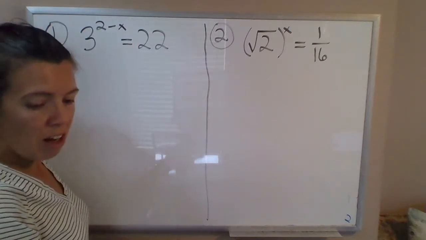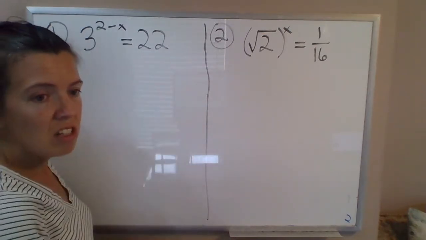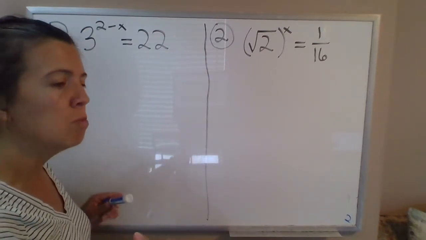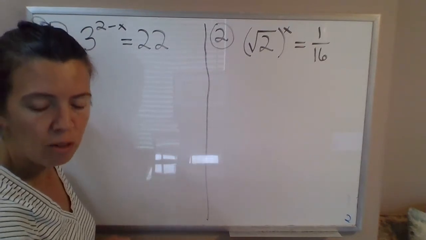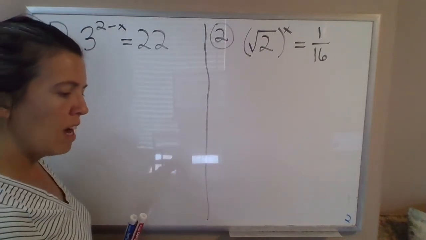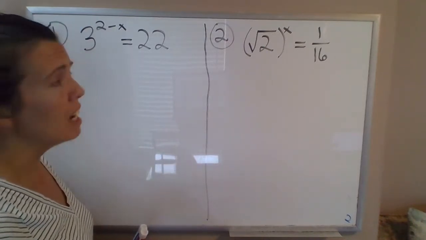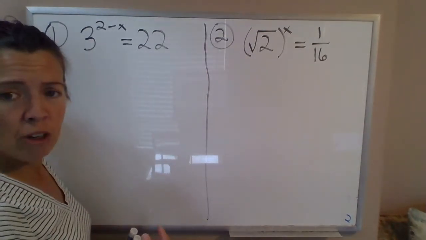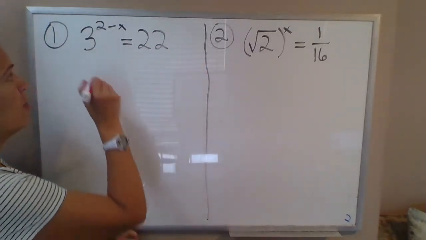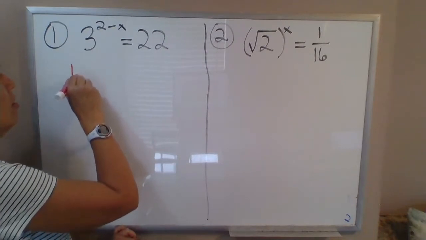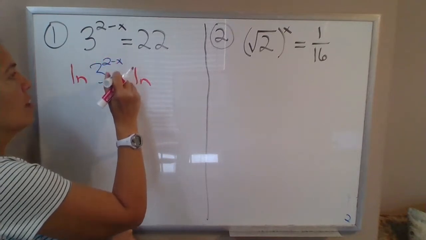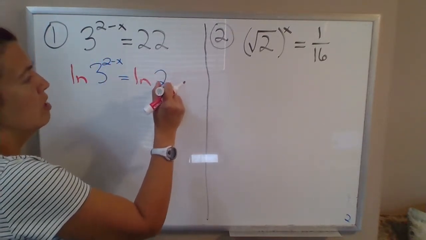Now, it turns out you can take any logarithm you want of both sides as long as you're consistent. In a lot of online homework systems, it'll ask you to write your answer in terms of a natural logarithm or in terms of a common logarithm. So make sure you pay attention to the instructions in those homework problems. I think what you might see in your homework this time is an instruction to write your answer in terms of the natural logarithm. So I'm going to take the natural log of both sides of this equation. So natural log of 3 to the 2 minus x equals natural log of 22.